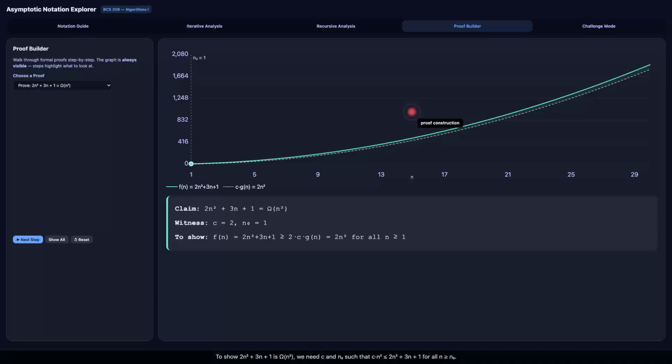We need a lower bound. To show 2n squared plus 3n plus 1 is Ω of n squared, we need c and n0 such that c·n squared ≤ 2n squared plus 3n plus 1 for all n ≥ n0. The dominant term 2n squared makes this straightforward.